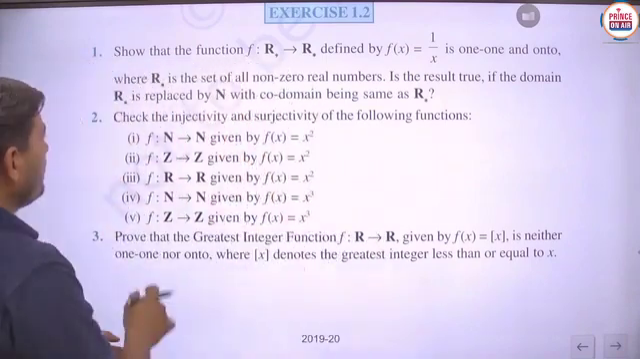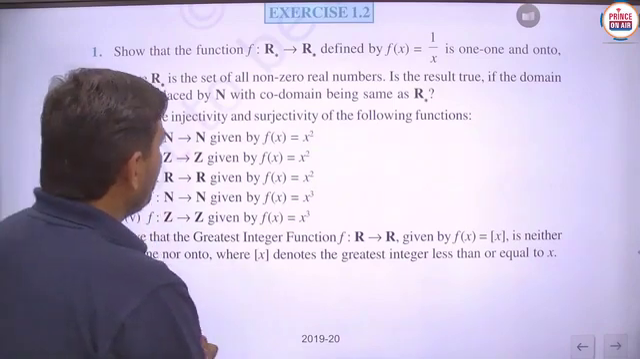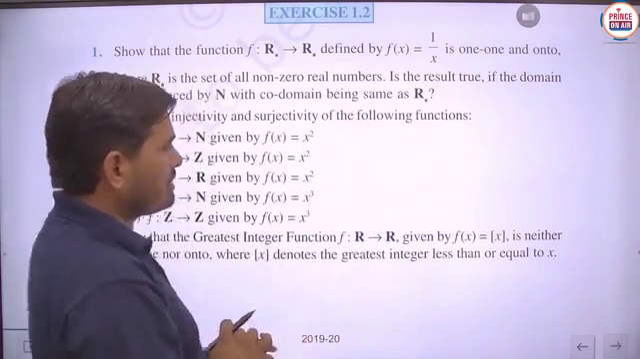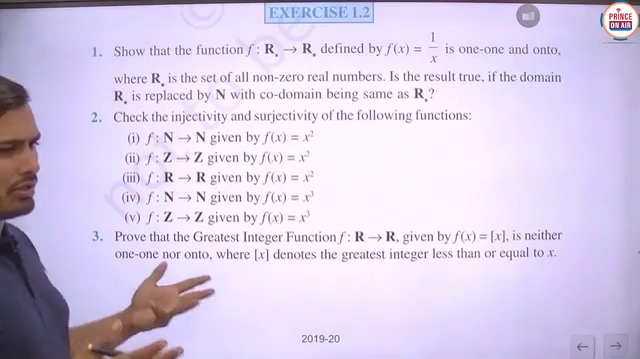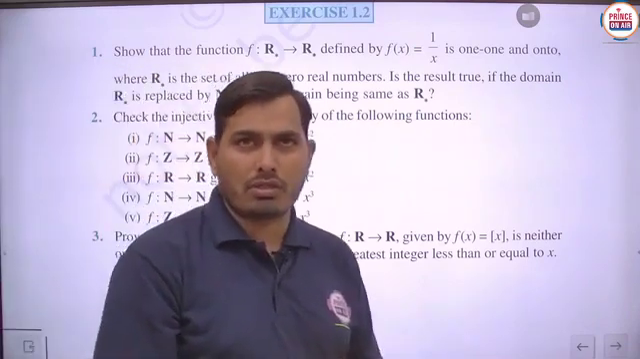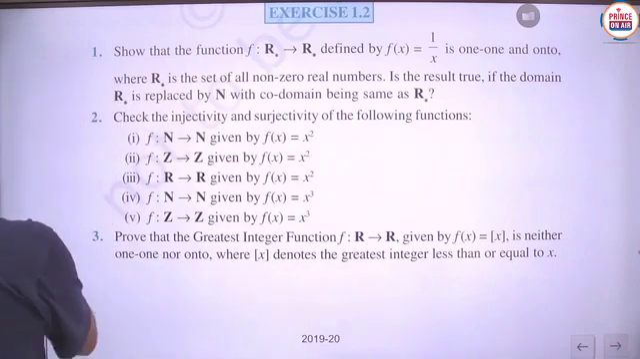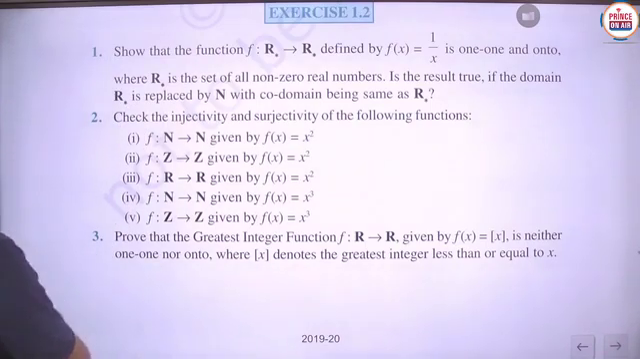If the domain R star is replaced by N, with the codomain being the same as R star, is it clear? Then what should be the result? So there are two types of questions asked here. Again we have to see the answer to this question.